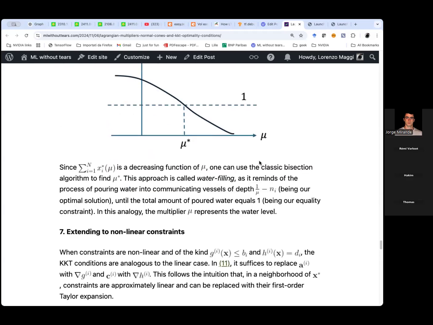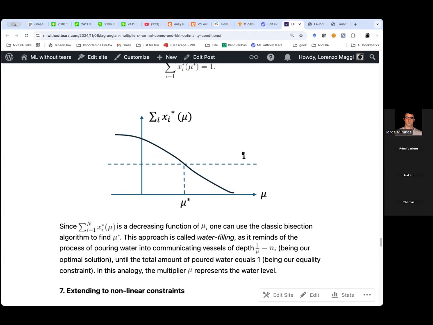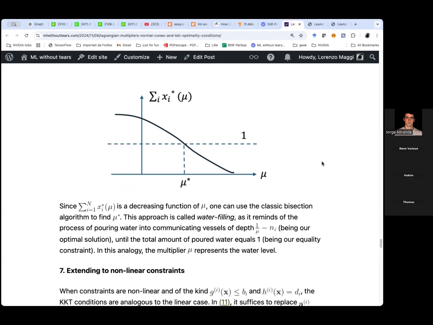So you're pouring water until the total amount of poured water equals 1. Why 1? Because each vessel you can interpret as the xi. The optimal value of xi is a function of mu. So the root search basically coincides with pouring water until the amount of poured water equals 1. Okay, so this is why it's called water filling. That's a very nice visual interpretation.